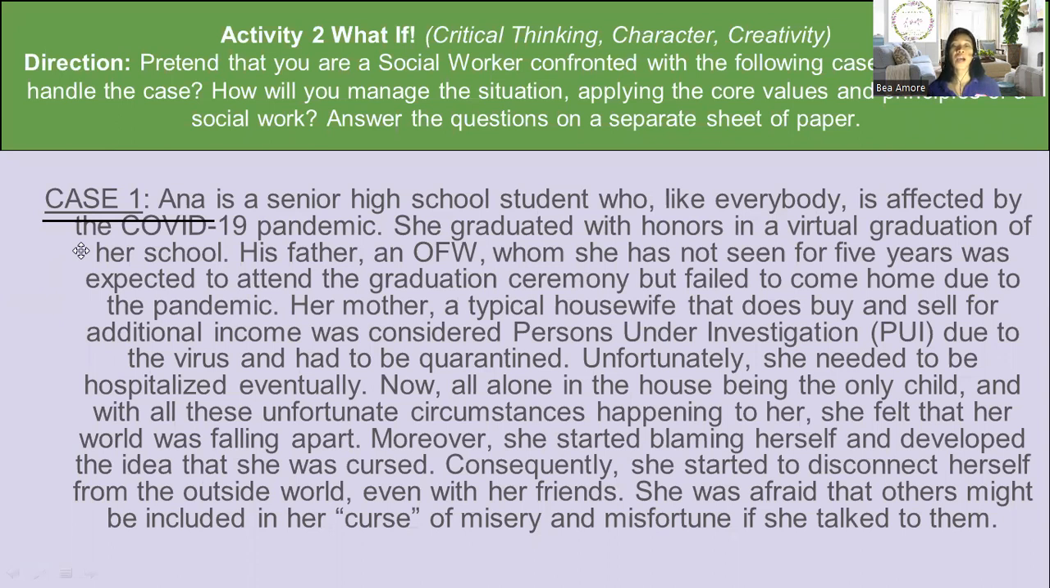Now, all alone in the house, being the only child and with all these unfortunate circumstances happening to her, she felt that her world was falling apart. Moreover, she started blaming herself and developed the idea that she was cursed. Consequently, she started to disconnect herself from the outside world, even with her friends. She was afraid that others might be included in her curse of misery and misfortune if she talked to them.